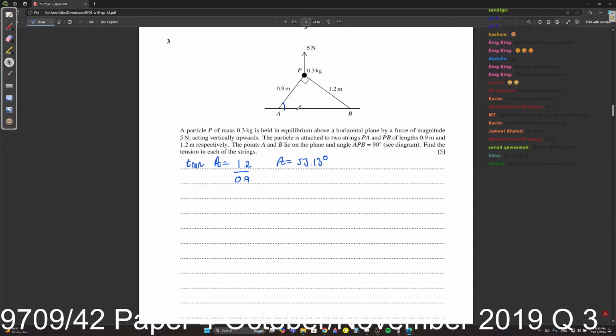So this is 53.13 degrees. This is 36.87. Okay, I'm going to solve like this now. I'm going to use it with the horizontal now. I won't use it with the vertical. I'll use 53.13 here, and this one here I'll use as 36.87. Okay, let me draw the FBD.